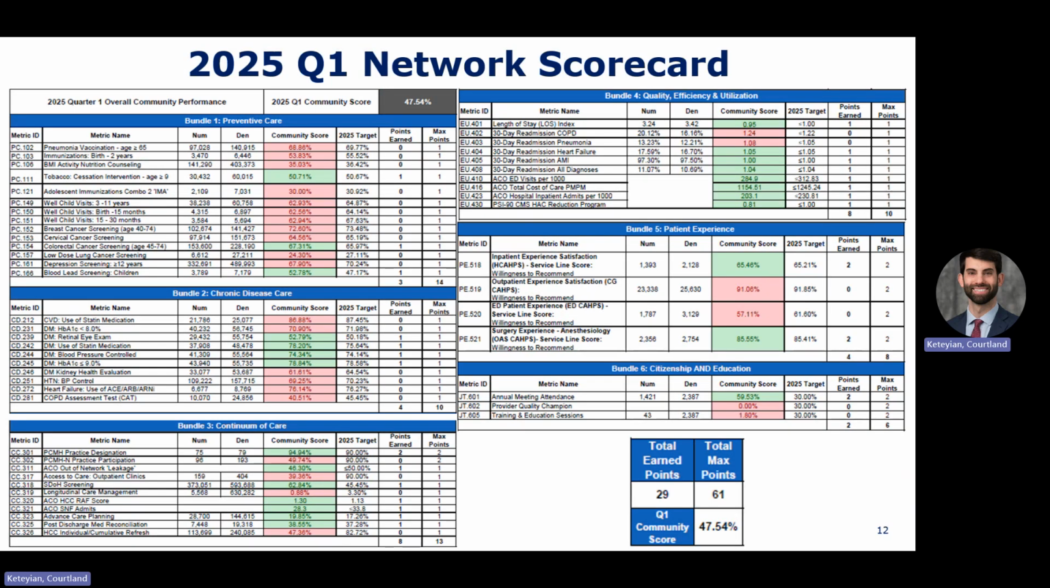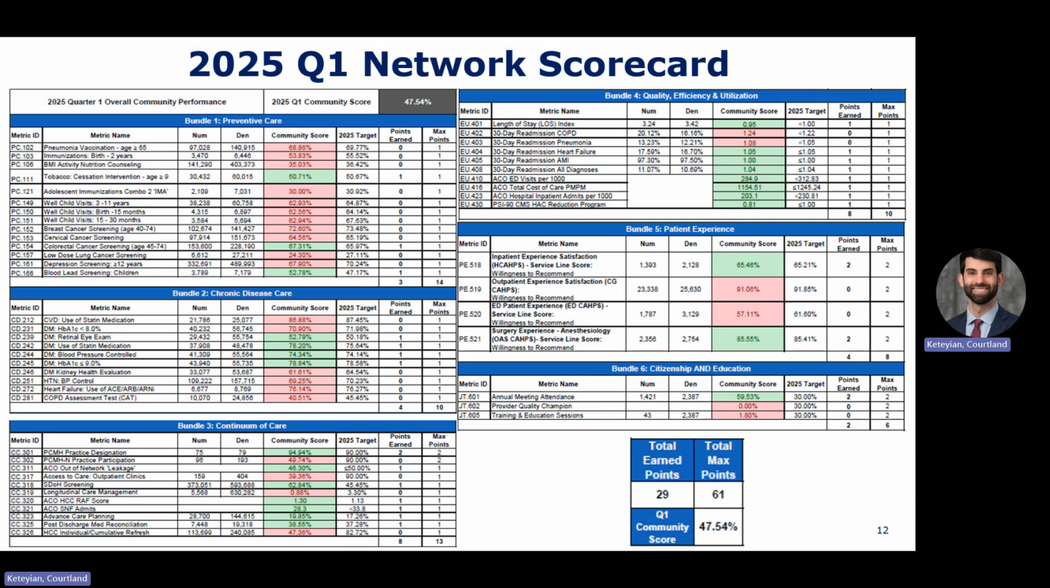This is the first scorecard we actually came out with in 2025, once we were in contracts together. And the idea here is just to get a sense of what is categorized in each bucket. So there are 6 bundles in what we talk about as a network or community scorecard. And bundle 1 has preventive and chronic disease measures, right? So very typical HEDIS metrics that are driving things in those bundles. And then bundle 2 is more about chronic disease management, things like hypertension and diabetes and kidney health.